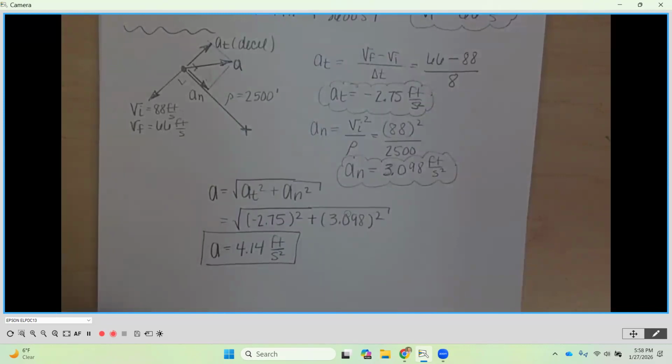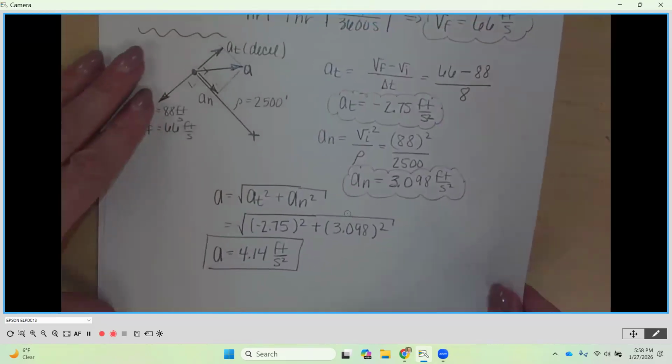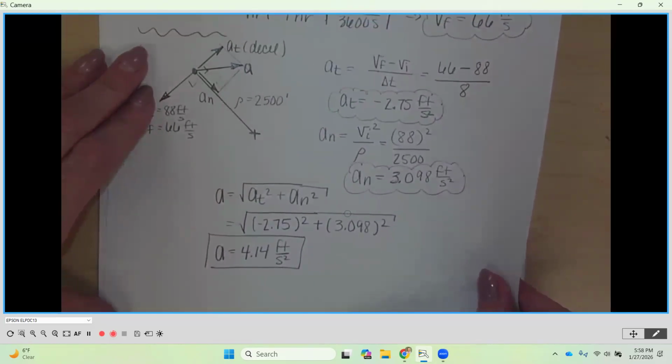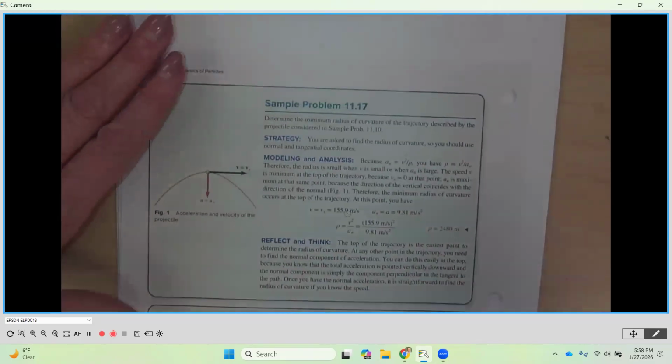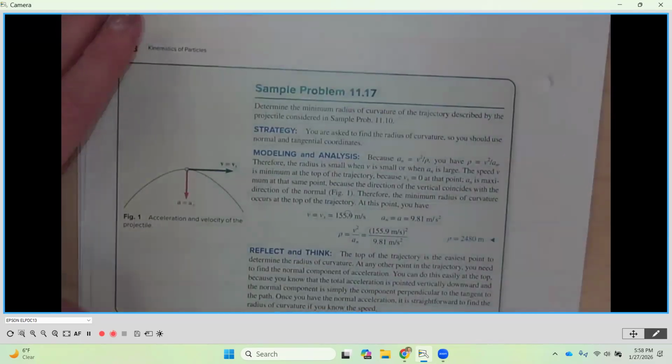Then we have one more problem in this chapter that we're going to look at, and that is going to be 1117. So I'm going to put my 16 aside. I can always pull it out during our break or a little bit later if you want to, or lab. No problem. And we're going to look at problem 1117.